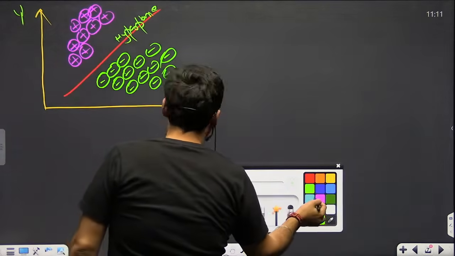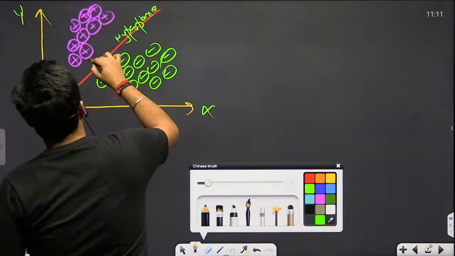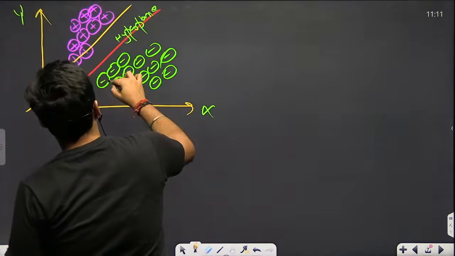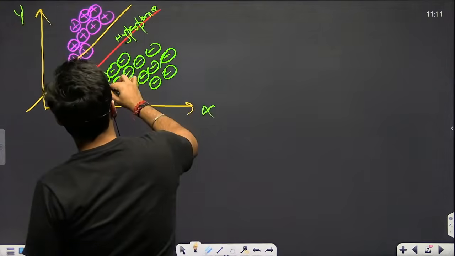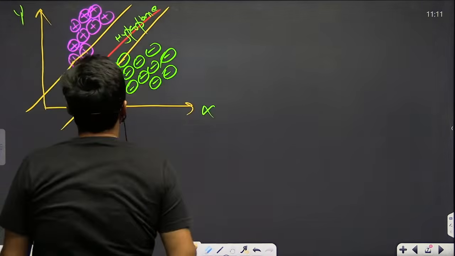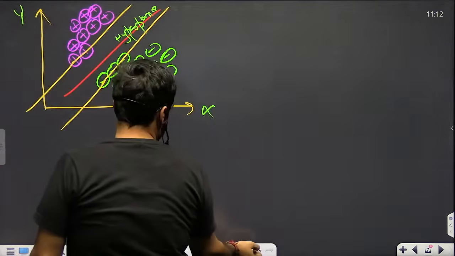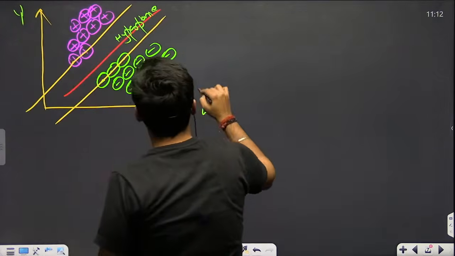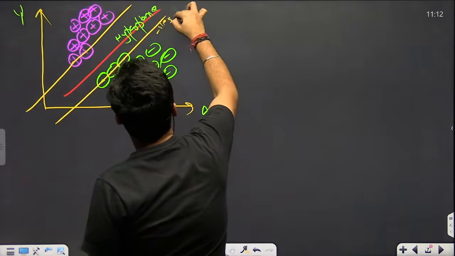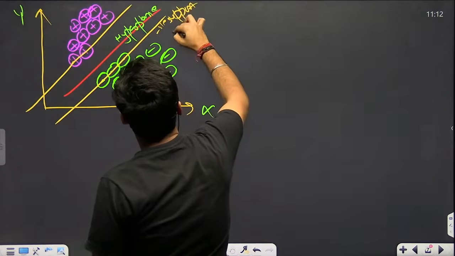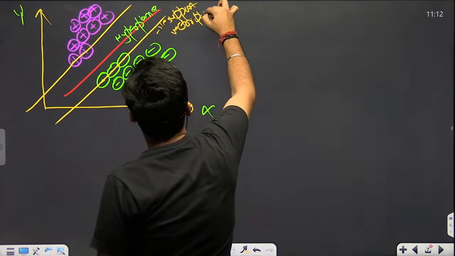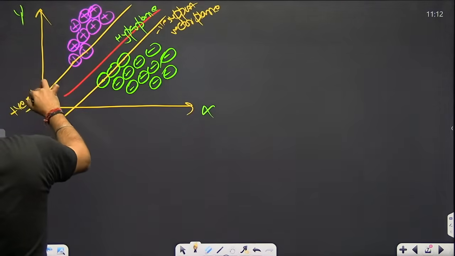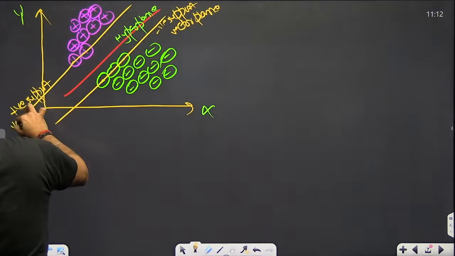Okay, so the plane that would pass through the nearest positive points is known as the positive support vector plane, and the plane that would pass through the nearest negative points is known as the negative support vector plane. So this is a negative support vector plane, and this is the positive support vector plane.